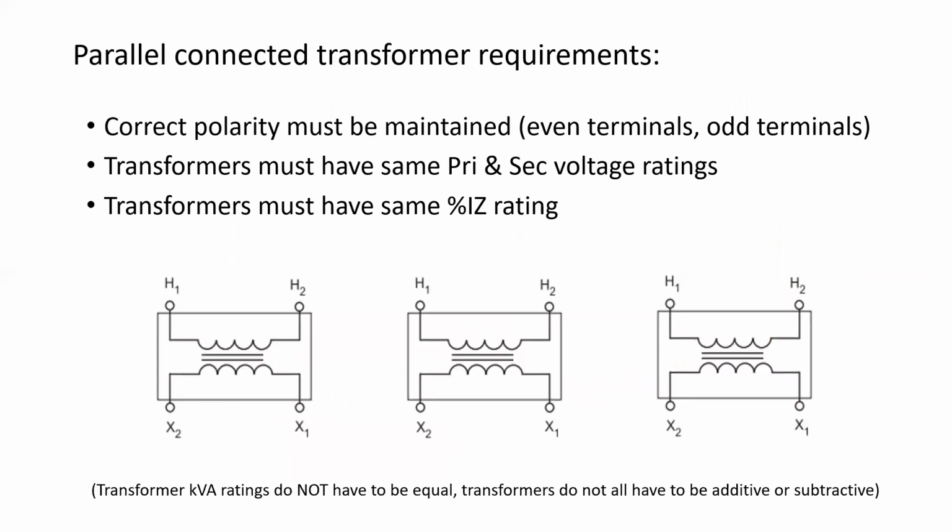So what do we need to consider when we connect transformers in parallel? Well, the first thing would be we need to maintain proper polarity between the transformers. That means even terminals connect together and odd terminals connect together, just like what we did in the multi-winding transformers. The transformers need to have the same primary and secondary voltage ratings, and the same percent IZ rating, which is something we're going to take a look at in a presentation in the future. Interestingly, at the bottom here, it states transformer kVA ratings do not have to be equal, and the transformers do not all have to be additive or subtractive wound.